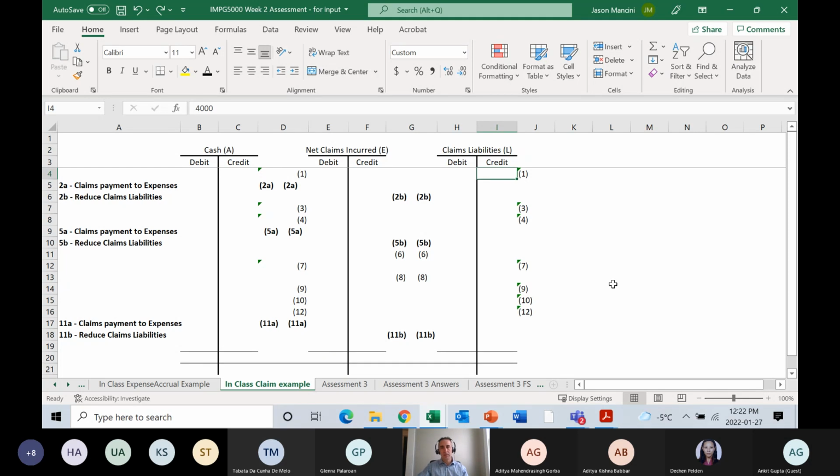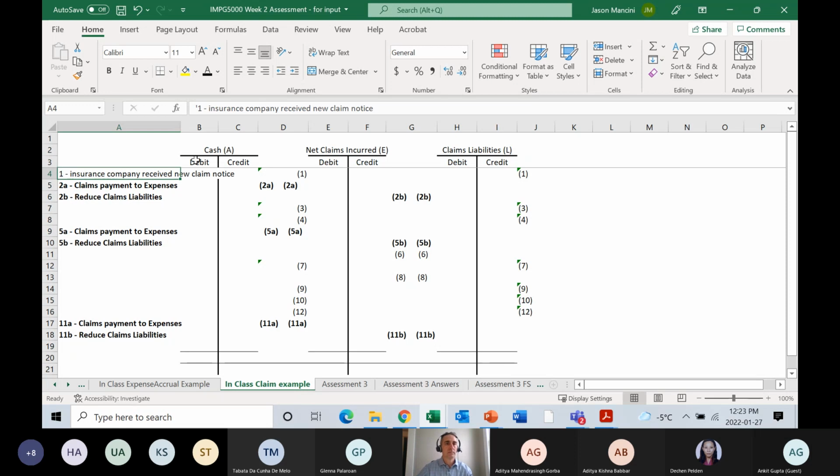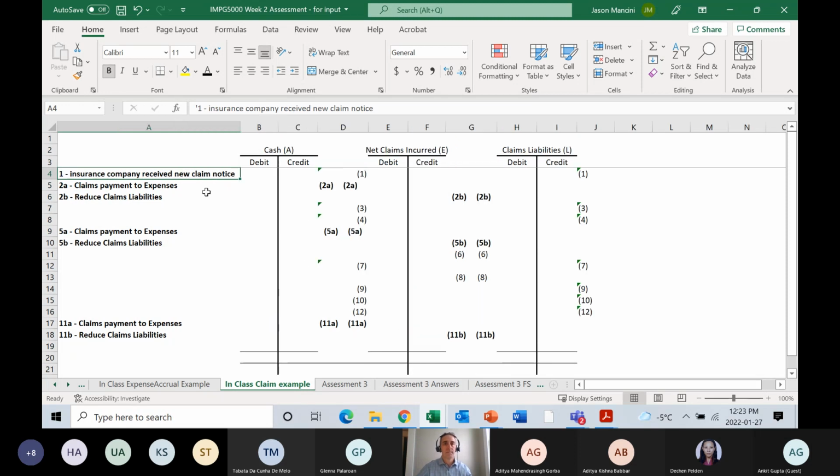So what happens with the claim transaction? The first thing that happens when there is a claim is the insurance company receives a new claim notice. So we get a notice that a claim's come in. So we're going to record that expense right away. Okay, so we record the expense. Net claims incurred is our expense account. We're increasing that expense with a debit.